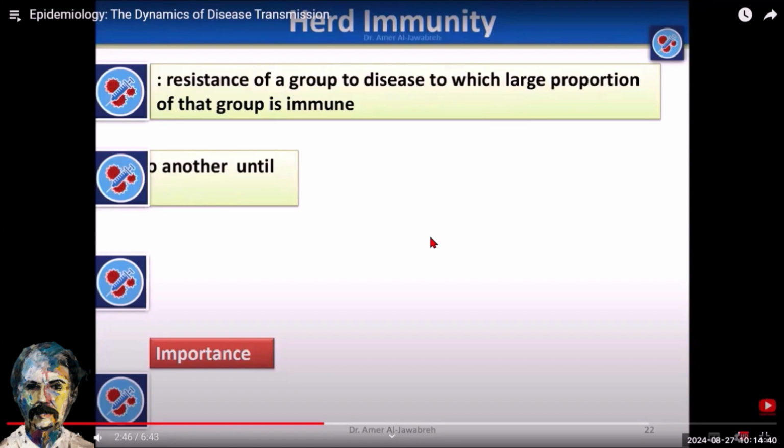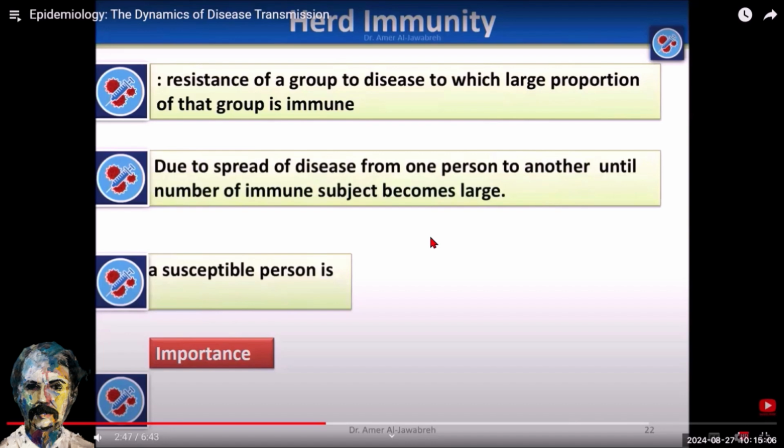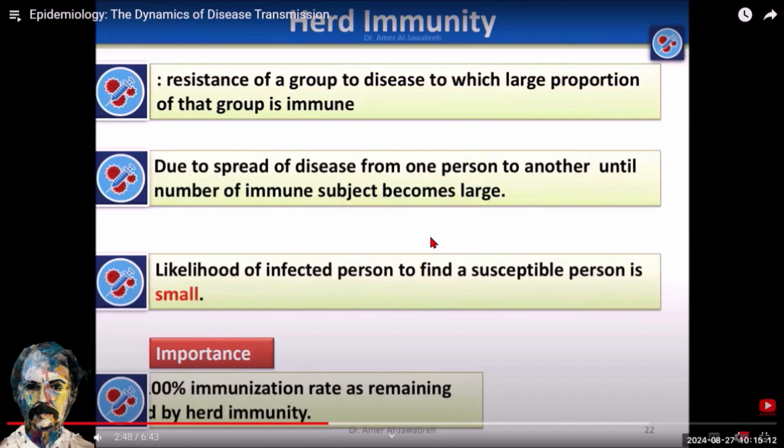It depends on the ratio. Usually it should be 95%. But I will show you a table for the threshold that we call this threshold for each disease. Some of them 85, some of them 83, some of them 94, some of them 95. It depends on the disease and how severe and how infectious the disease is. So due to spread of disease from one person to another until the number of immune subjects becomes large. So that's what I said. The probability of this small group of people meeting together is really small. There is probability, but small.